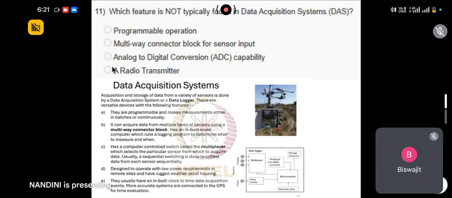So the question is what feature is not typically found in data acquisition systems? The first one is programmable operation, then multi-way connector block for sensor input, analog to digital conversion capability, and the last one is a radio transmitter. Which one is not present in a data acquisition system?